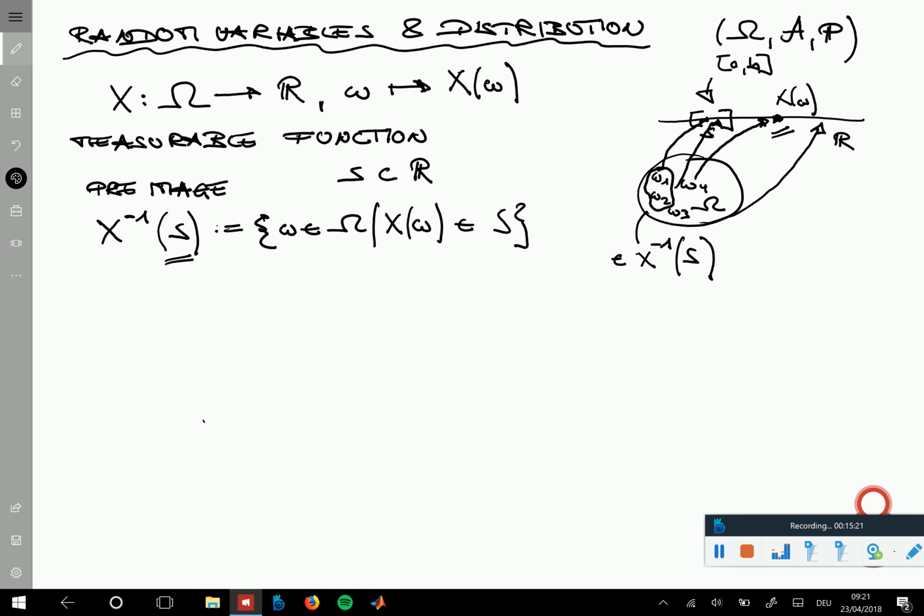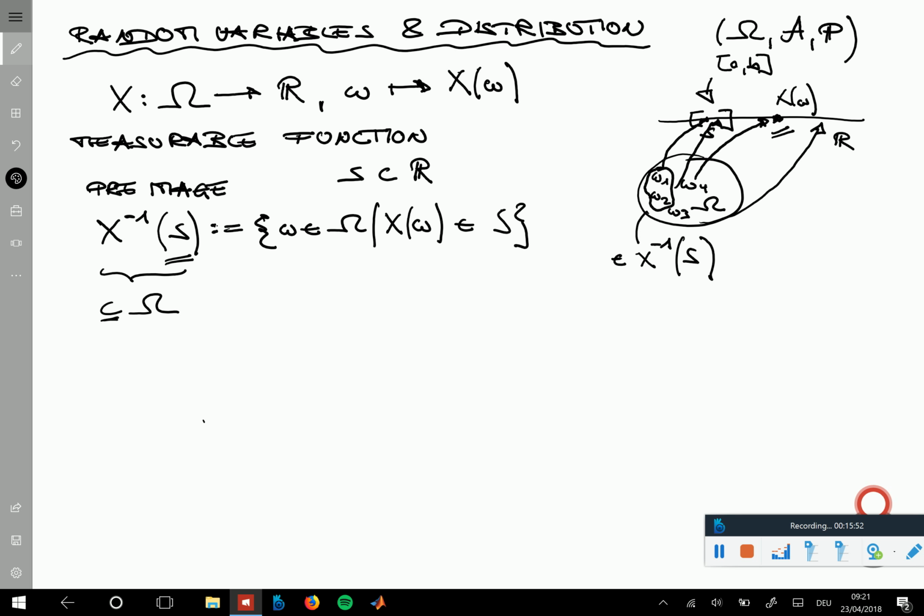Now, this preimage here is, by the way it's defined, a subset, or maybe it's actually the whole thing of omega. Yeah, so it's because it's defined like that. So it's the small omega in omega, the elementary outcomes in the elementary outcome set that map onto elements of S.